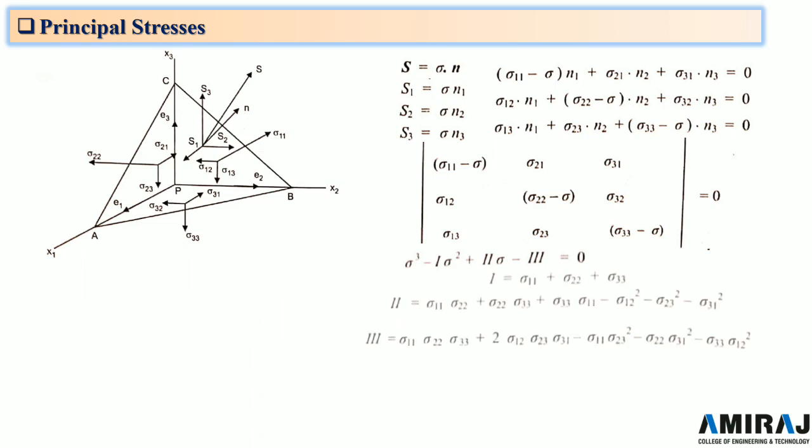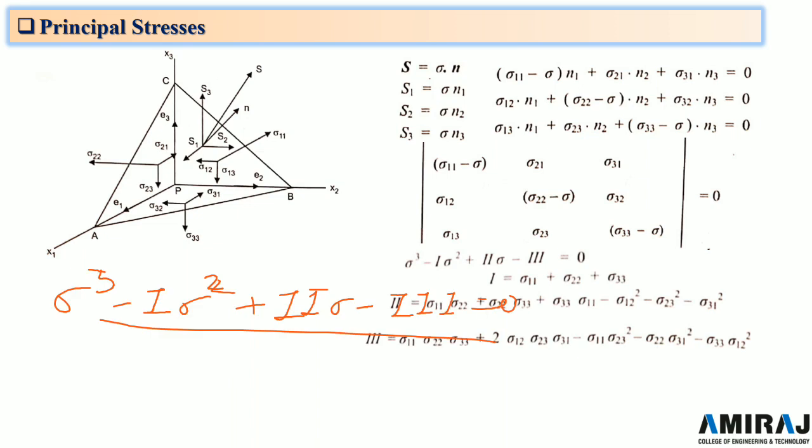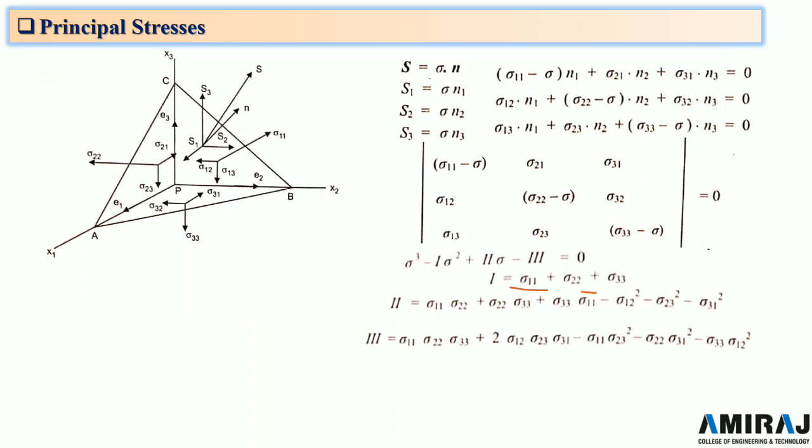The values of the coefficients are given by these three equations, where the first is sigma 11 plus sigma 22 plus sigma 33. Next is sigma 11 into sigma 22, and in the same way, minus sigma 12, sigma 23 and sigma 31. And for the third, this is the equation: the determinant of the matrix sigma 11, sigma 21, sigma 31, sigma 12, sigma 22, sigma 32, sigma 13, sigma 23 and sigma 33.